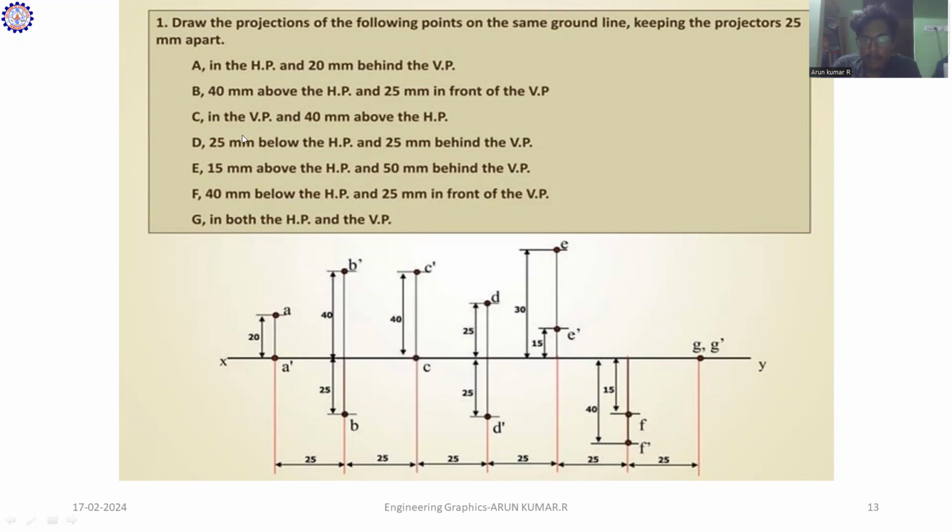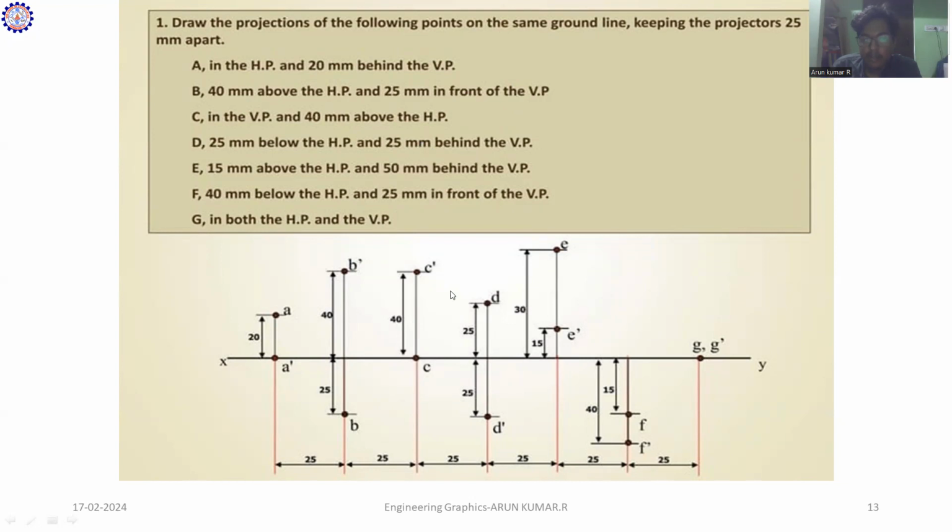That C is in the vertical plane, so I have to draw it in C. But the value mentioned is 40 mm above HP. So from the reference plane, you draw a point at a distance of 40 mm. You mark it as C dash. That is based on the above condition, a first quadrant problem.